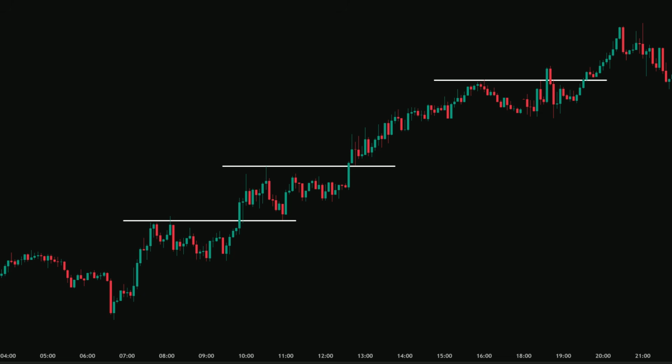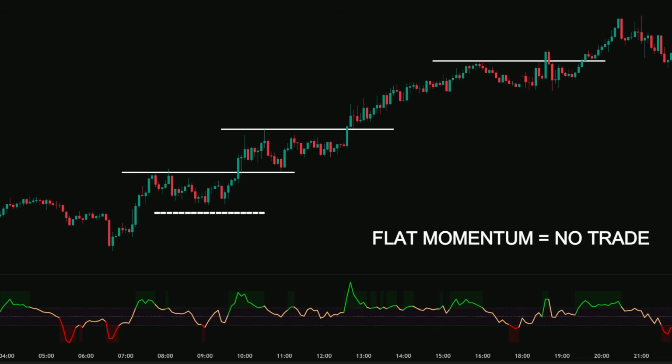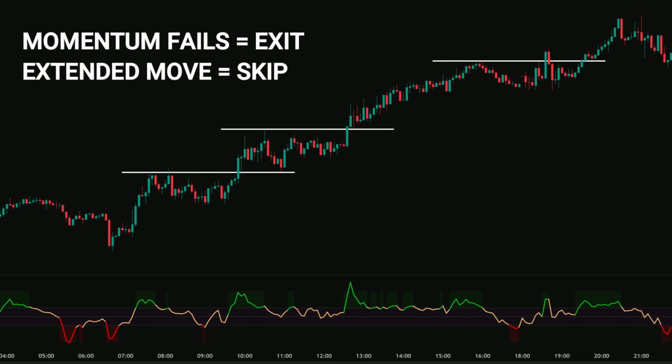Now, you're not entering during that pause. You're only going to enter once momentum resumes. And we can use the CCI to confirm that shift. So if momentum's flat or choppy, you're not going to trade. If momentum fails after your entry, you just exit. Your stop will just go beyond the pause structure. If price is already extended before that entry, well, again, skip it.